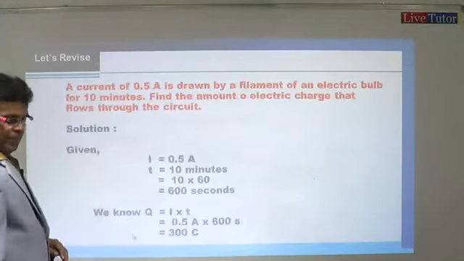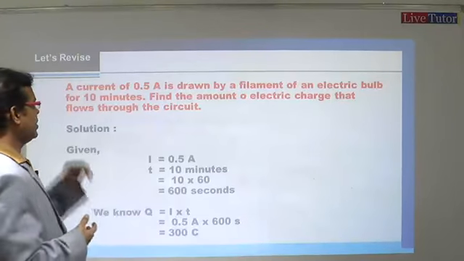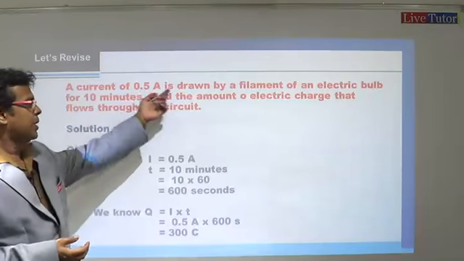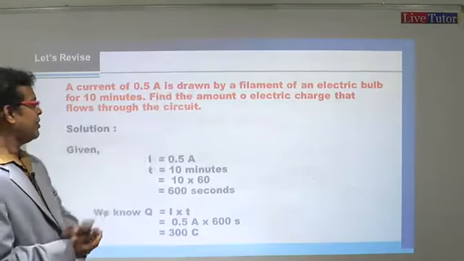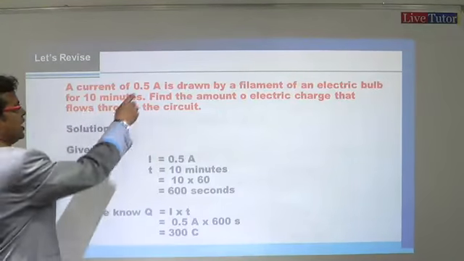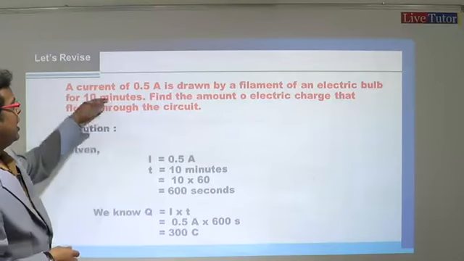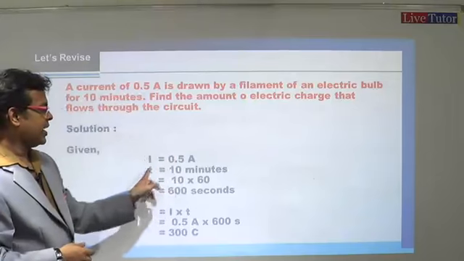Right, the next question. This we have already seen. Hope that you remember that. A current of 0.5 ampere is drawn by a filament of an electric bulb for 10 minutes. Find the amount of electric charge that flows through the circuit. So what is given here? Data: current is given and time is given. I is 0.5 and t is 10 minutes.